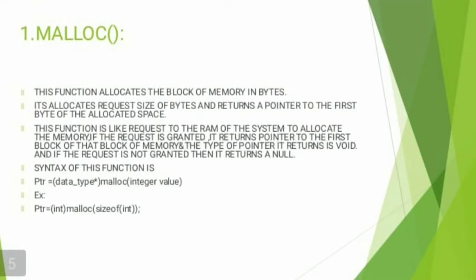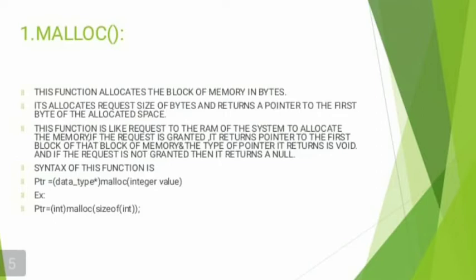Let us discuss malloc. We already know that malloc is a type of dynamic memory allocation. This function allocates a block of memory in bytes. It allocates the requested size of bytes and returns a pointer to the first byte of the allocated space. This function is like a request to the RAM of the system to allocate the memory. If the request is granted, it returns a pointer to the first byte of that block of memory. The type of pointer it returns is void, and if the request is not granted, then it returns null.